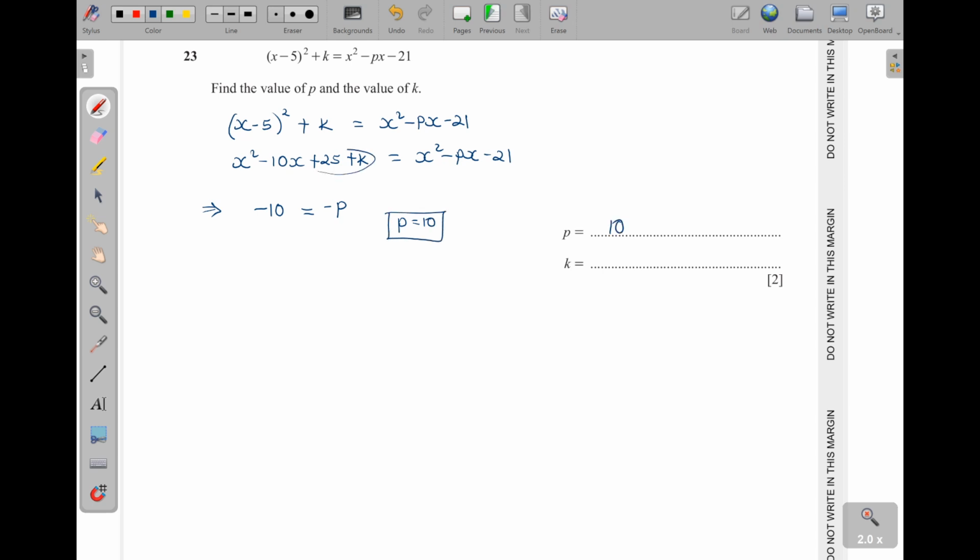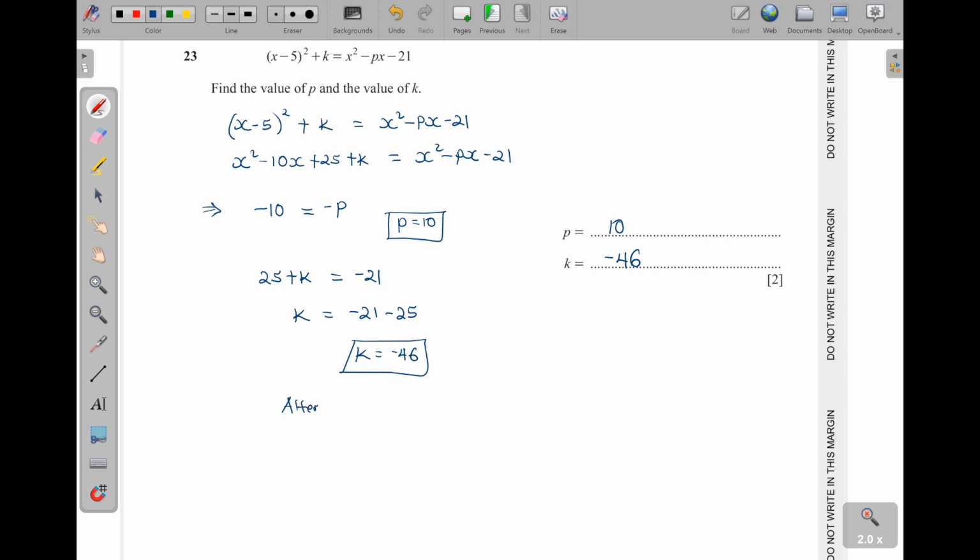And then the constant part here is the 25 plus k. So 25 plus k is equal to negative 21, the constant part. Meaning k can be equal to negative 21 minus 25, which is negative 46. You see? Then, using completing squares, we can also do this.